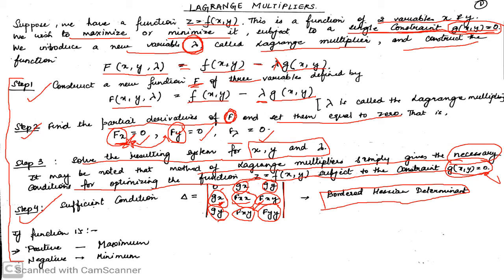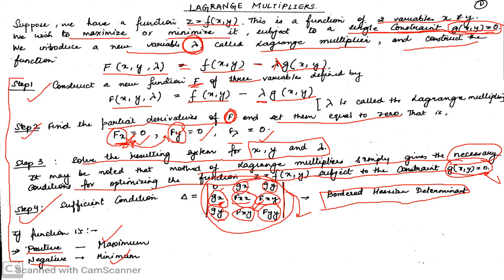Whether the function is a maximum or a minimum depends on whether this Hessian determinant is positive or negative. If the Hessian determinant is positive, the function is maximum. If you get the value as negative, the function is a minimum function.